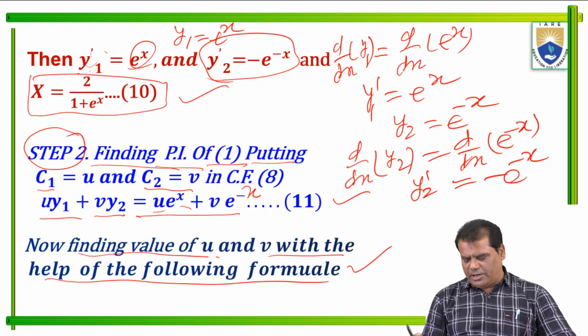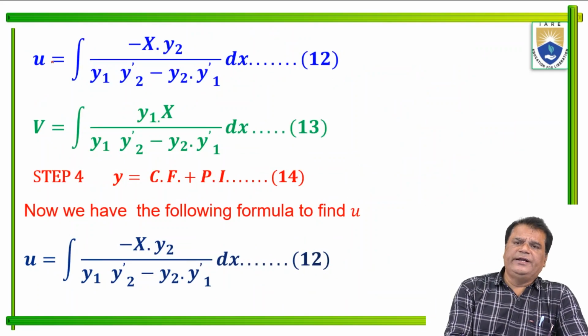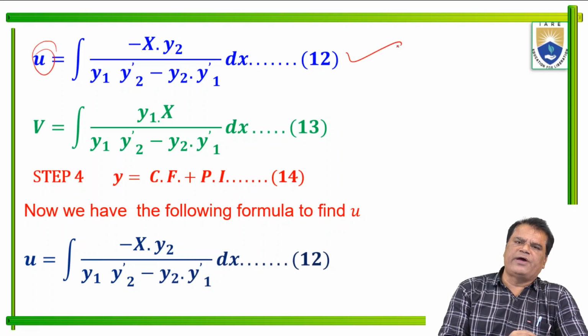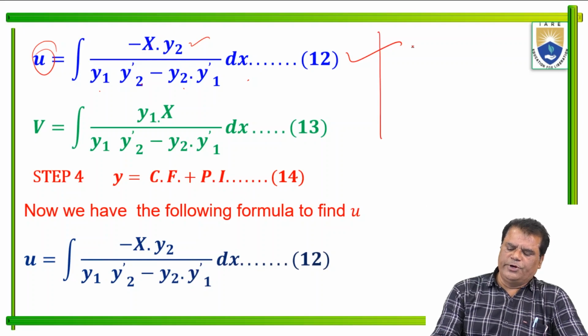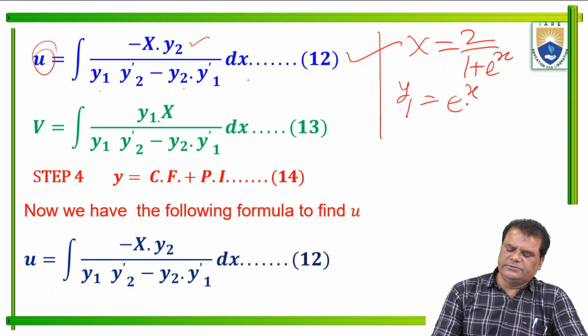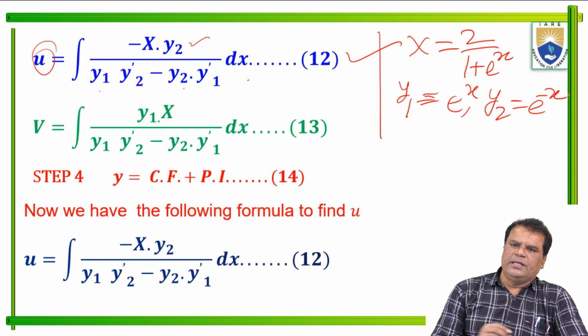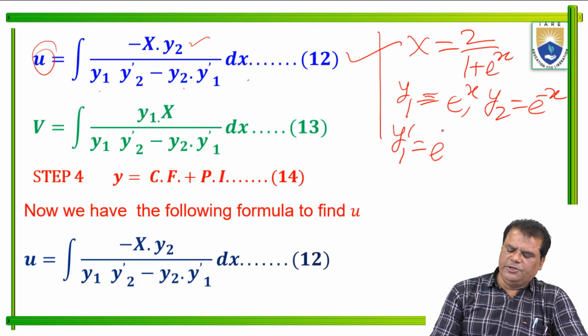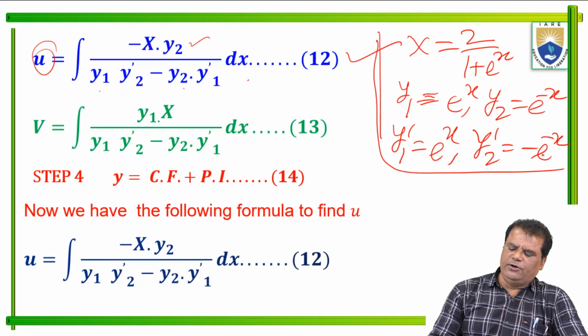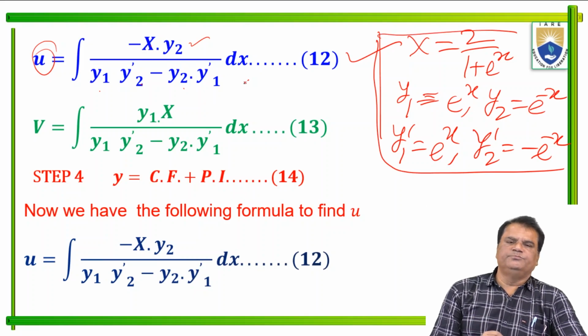We are using the following formulae. This is for finding the value of U, equation 12. U is minus X y2 upon y1 y2 dash minus y2 y1 dash. But here I am putting X, where X is 2 upon 1 plus e to the power x. Now y1 is e to the power x and y2 is e to the power minus x. Now y1 dash is e to the power x and y2 dash is minus e to the power minus x. These values are put in to find U.